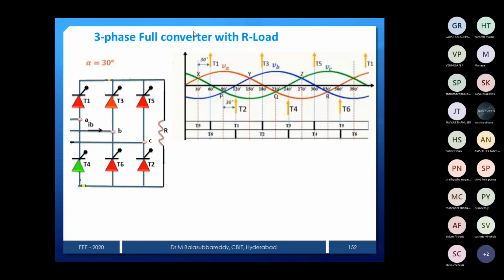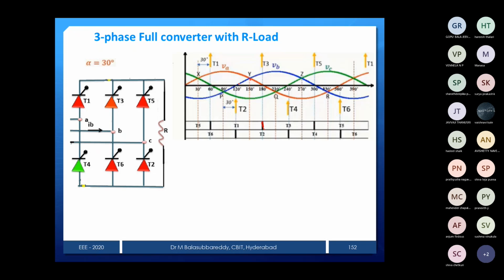Now we can compare these pulses with the alpha equal to 0 pulses. The difference is that earlier, at alpha equal to 0, we started the firing pulse here. Now we start the firing pulse later. So this is the pulse for T1. Like that, all the other pulses follow. This is T3 starting; you count 30 degrees and we get the firing pulse here. T5 is 0 and 30 here.